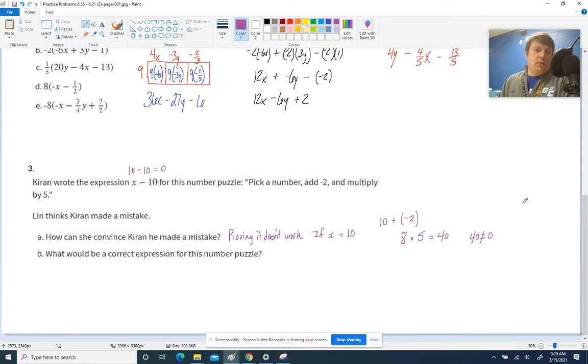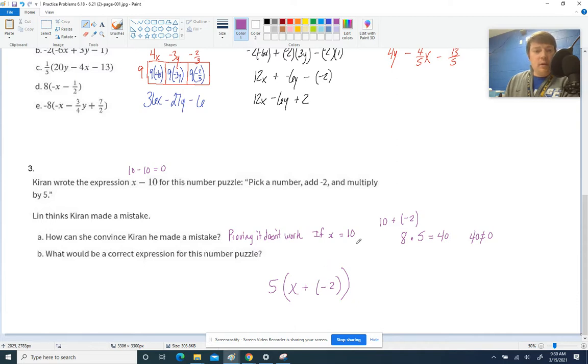I think what Kieran was trying to do was to take his number puzzle and rewrite it as a different expression, but forgot some parenthesis groups. So let's look and see where he messed up. So if you pick a number, you can call that x. If you add a negative 2, that looks like this. But you want to multiply this entire thing by 5. And I think what Kieran did is he only multiplied the 2 times 5. I think that's probably what happened. He really wanted to multiply everything by 5. So that would look like this. This is his number puzzle in expression form.